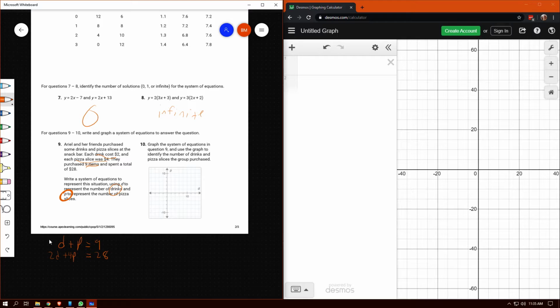We write it up. Now, graph the system of equations. Use the graph to identify the number of drinks and pizza slices purchased. Now, before we can go into Desmos, we have to switch our variables. I know they asked us to use D and P, but Desmos doesn't recognize D and P, at least in my experience. So we're just going to switch to X and Y. So X is going to be my drinks, and P is going to be, or Y is going to be, my pizza.